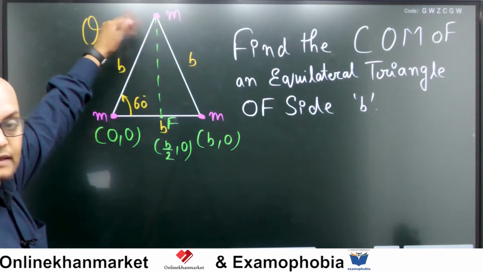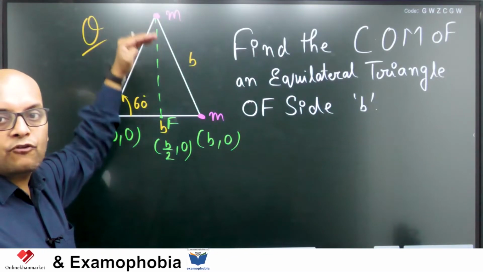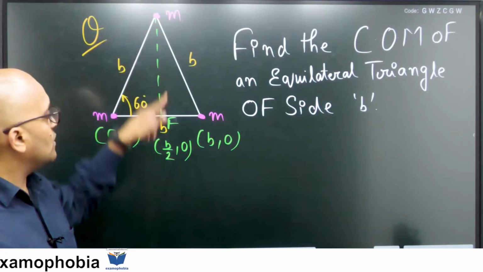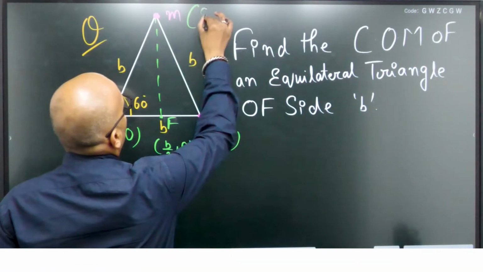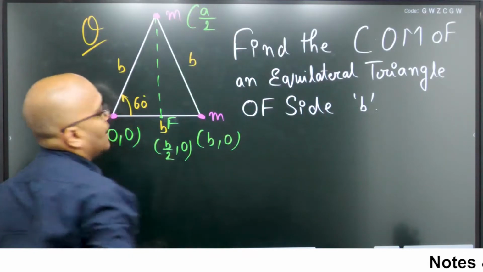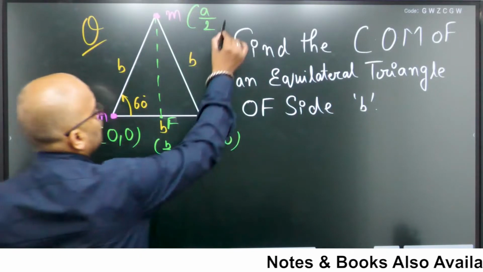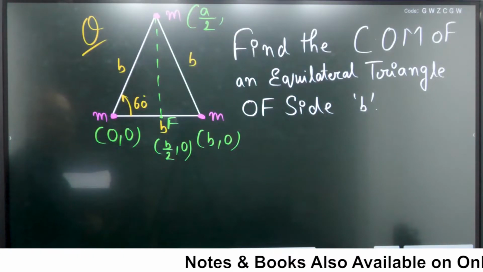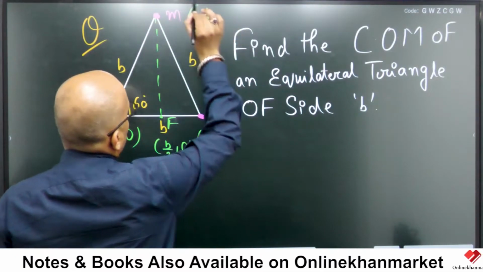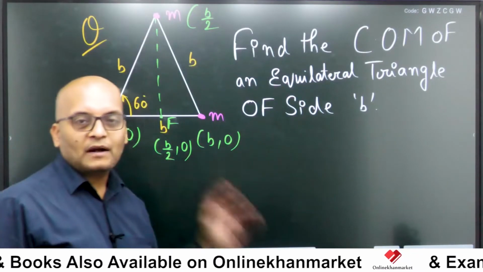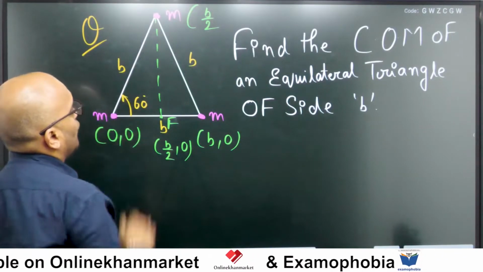Now look at the third mass m. This mass m is lying vertically upwards to this point f. So the x coordinate of this third mass will also be b upon 2, right? Now let's talk about the y coordinate. I am getting confused between a and b. It is b upon 2 because b was the side. Now let's focus on the y coordinate of the third mass.